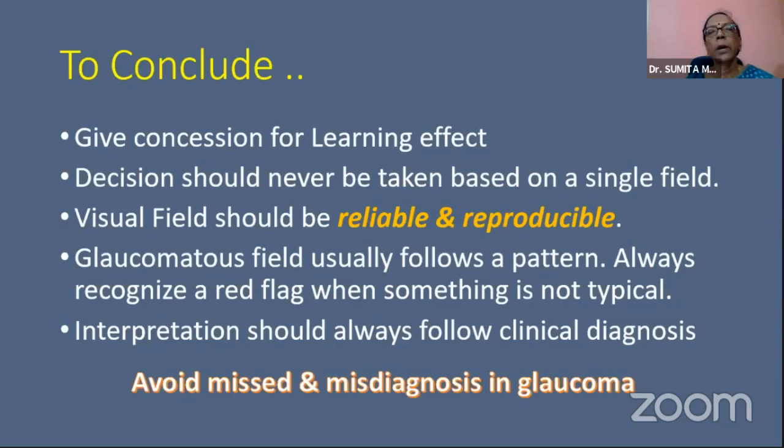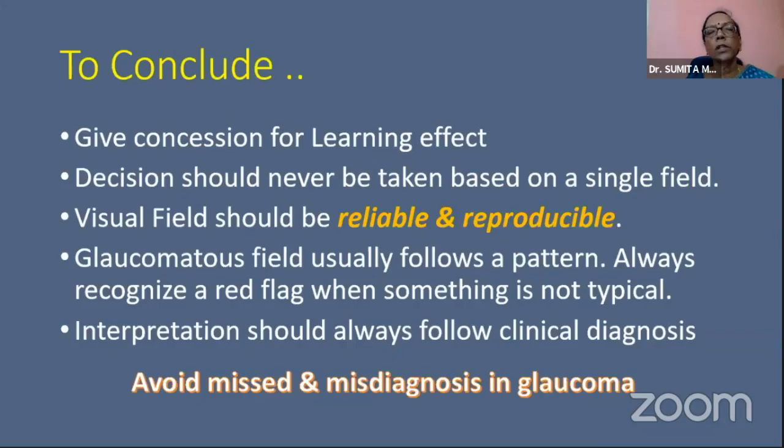Give concession for the learning effect, because it is a very tedious process and it is very subjective. So we have to give concession for the learning effect, and some patients have a very long learning curve. Decisions should never be taken based on a single field. The field has to be reliable and reproducible. Otherwise, it cannot be taken into consideration.